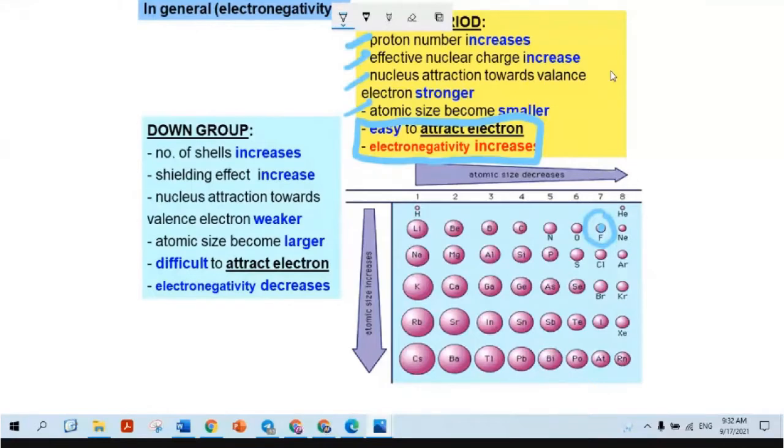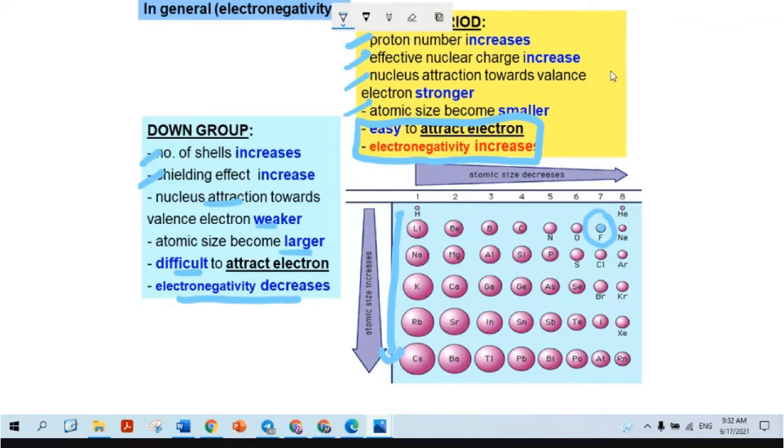But when going down the group, yes, the number of shells increases, then shielding effect increases, so attraction is weaker. Because the size is big, it is difficult to attract the electrons. Contohnya sini Madam Kong. Kalau I nak tarik belajar kat hujung sekali, susah nak tarik. Okay, that's why electronegativity decreases. Maksudnya tendensi untuk menarik elektron untuk membentuk ikatan sudah berkurang.